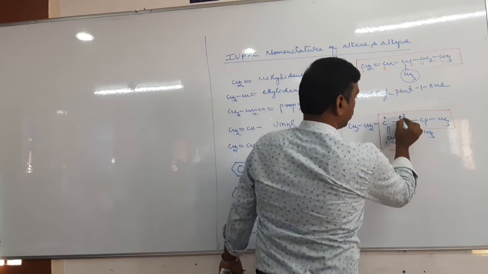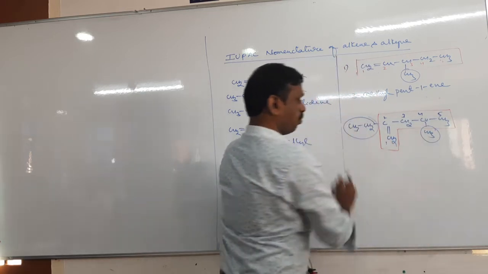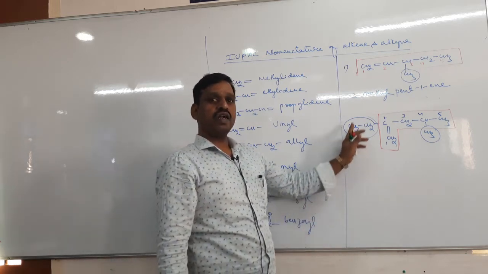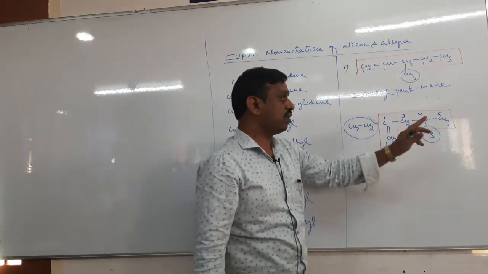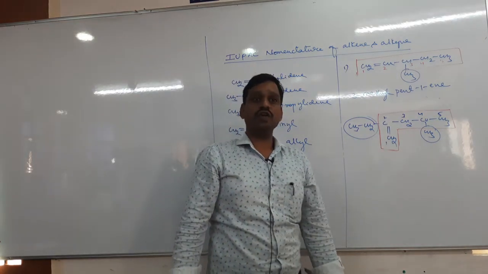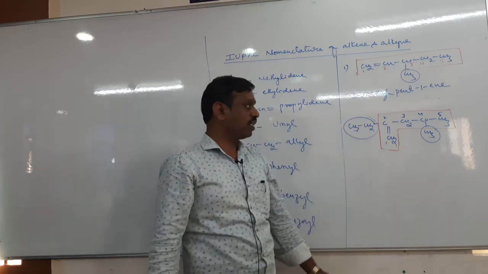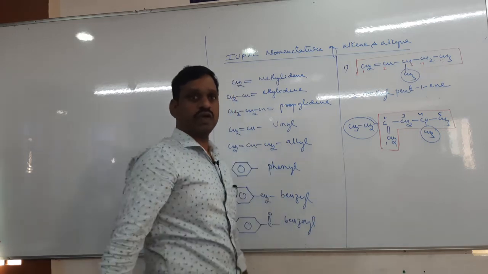1, 2, 3, 4, 5. There is a methyl group and an ethyl group. So when there are different alkyl groups, then use alphabetical order. Ethyl starts with E, methyl starts with M. So therefore 2-ethyl, 4-methyl, pent-1-ene. That is the first and second rules.